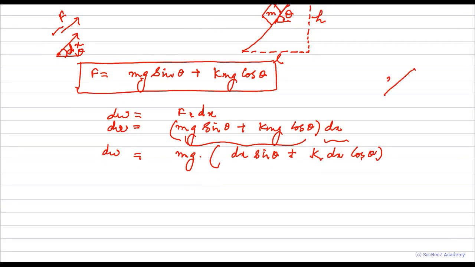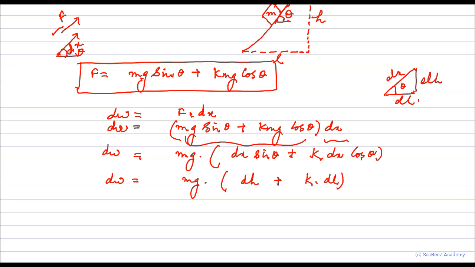Now, if this is my dx and this is theta, dx sine theta is nothing else but dh, which is the small increment in the height, and dx cos theta is nothing else but dl. Fine. So this dw can be written as mg into dx sine theta, which is dh, plus kmg times dx cos theta, which is dl. Okay, so in order to find the total work done by this force to move the body to the top of the hill, I'll just need to integrate.